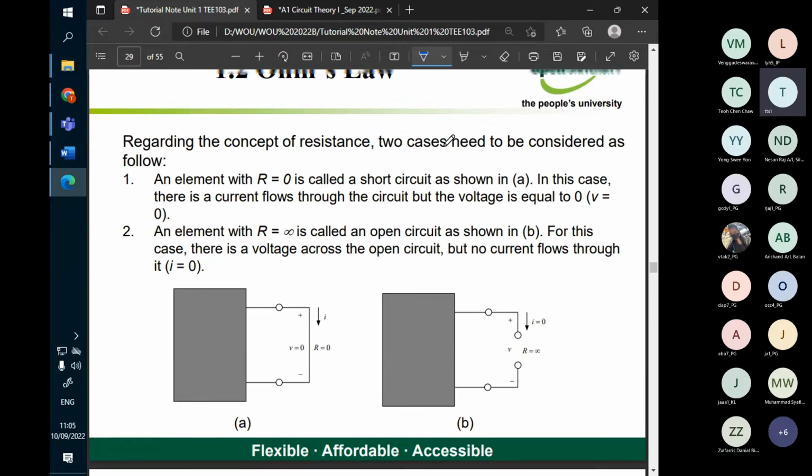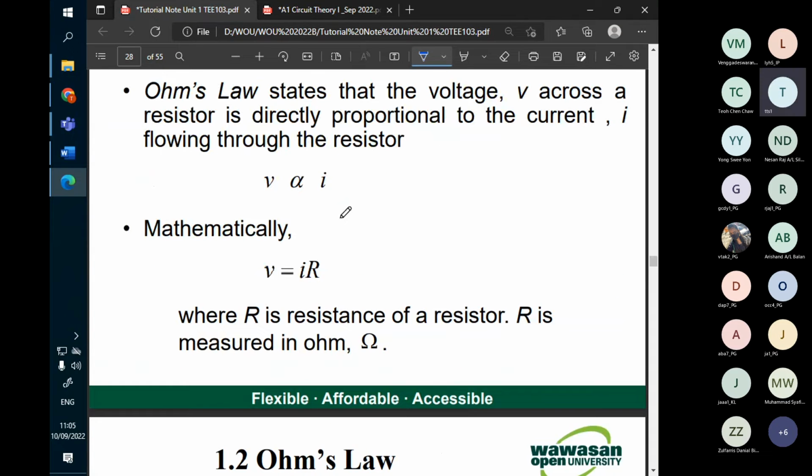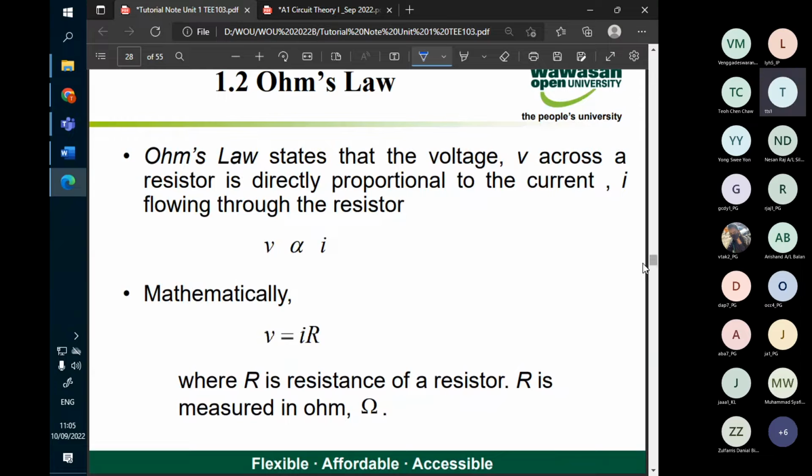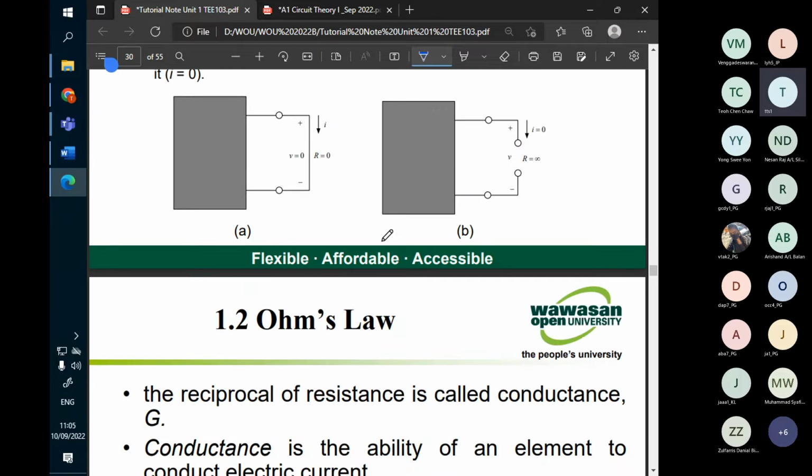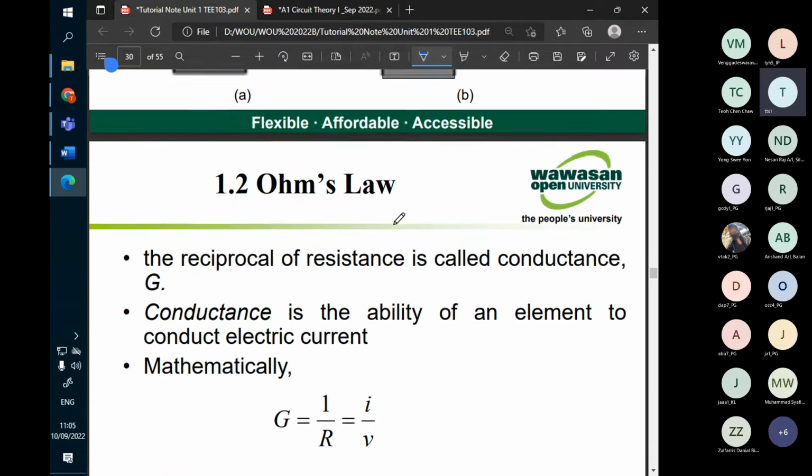Where is Ohm's law actually? Here is Ohm's law. Like I say, if you can remember this one, I think it will come in handy in the future. V is equal to I times R. Okay, I is equal to V over R, like this. This is Ohm's law, really. This is a very important formula.